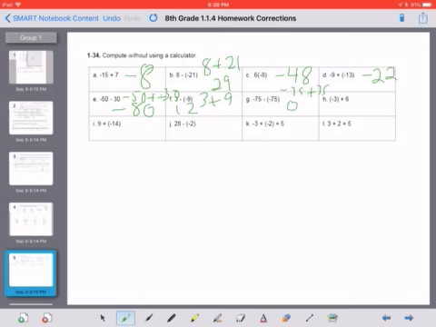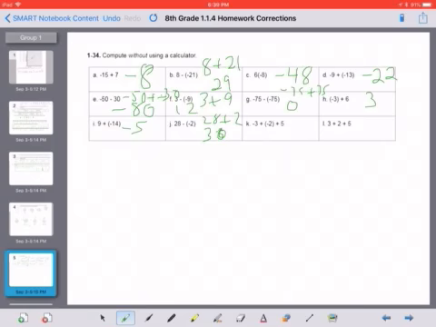Negative 3 plus 6, different signs, I subtract. So it's positive 3 because 6 is bigger. 9 plus negative 14, I get negative 5 because 14 minus 9 is 5. 14 is bigger. 28 minus negative 2, I have to rewrite it as addition. So I get 28 plus 2. So the final answer is 30.